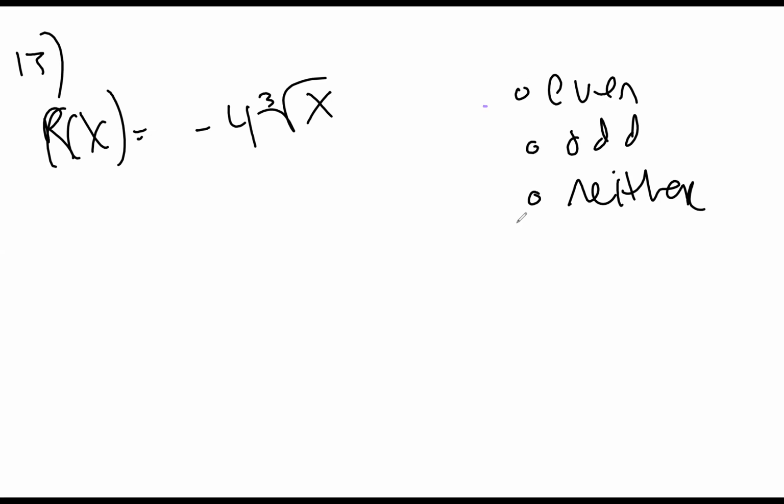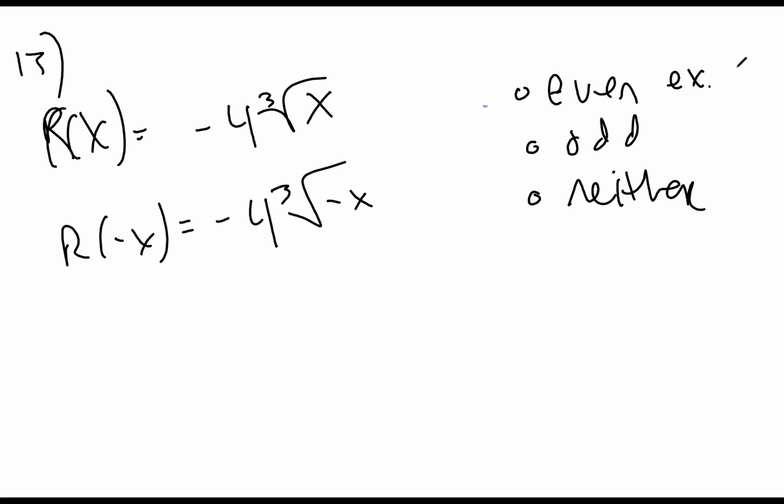Now, when we do this even, odd, and neither business, the first thing we do is we replace x with -x every single time. And so then we're going to have the cube root of -x. Our goal is to decide, if I replace x with -x and simplify, do I get exactly the same? Do I get the opposite, or do neither of those things happen? It's cool because the word even starts with an E and the word exactly starts with an E. So if it's exactly the same, that's an even function. If it's the opposite, which of course starts with an O, then it's odd. And if it's neither, then it's neither.